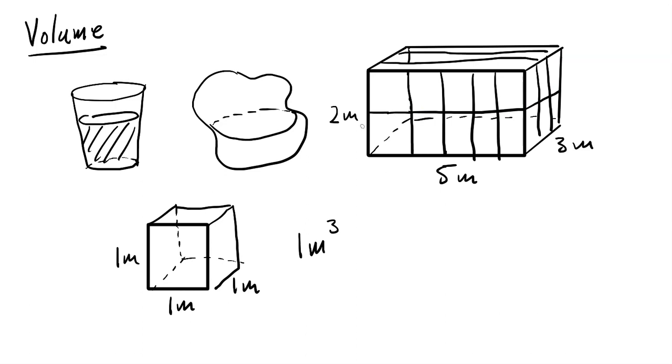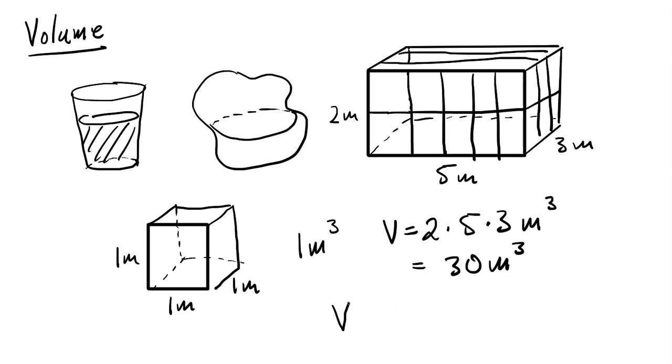So you see that you just have to count 2 times 5 times 3. So just multiply the numbers, quantifying the length here. So this many cubes, 1 cubic meter, can you fit. So the volume of this object is this. So 30 cubic meters. So you just have to multiply, just count how many of these cubes you can fit.